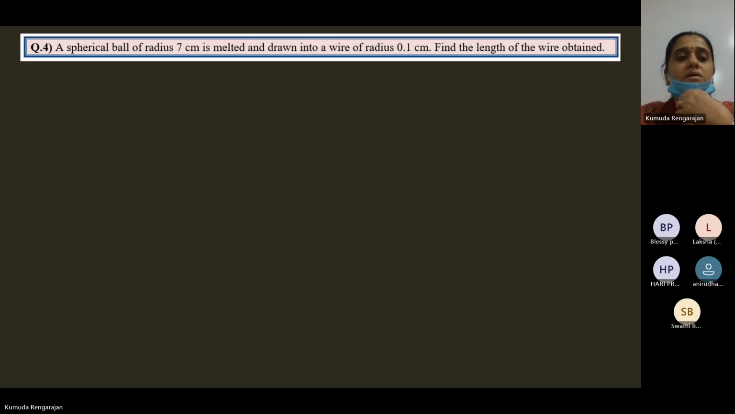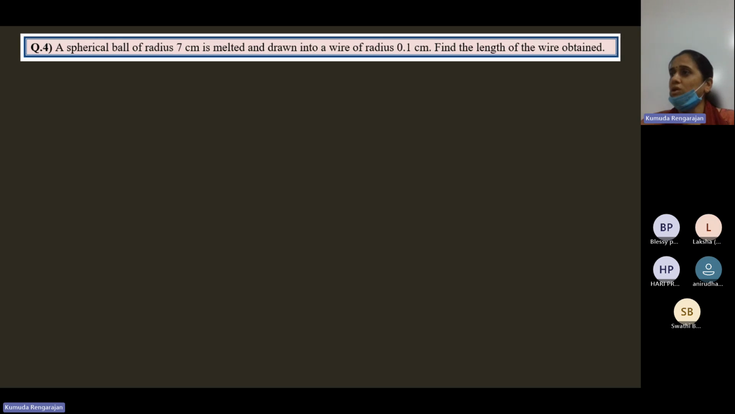See this one. A spherical ball of radius 7 centimeters is melted and drawn into a wire of radius 0.1 centimeters. Find the length of the wire obtained. So here the two solids are one spherical ball and the other is a wire. For the wire they've given the radius. That means there is something circular. Then if it's a wire with circular faces, then what is it? It's a cylinder.